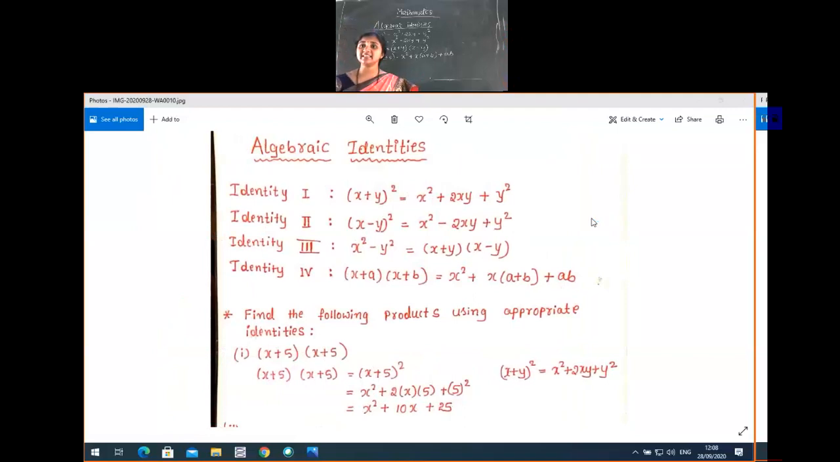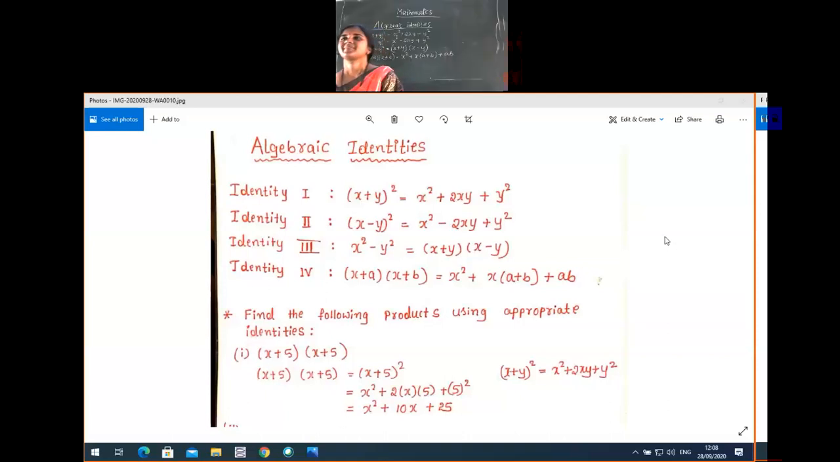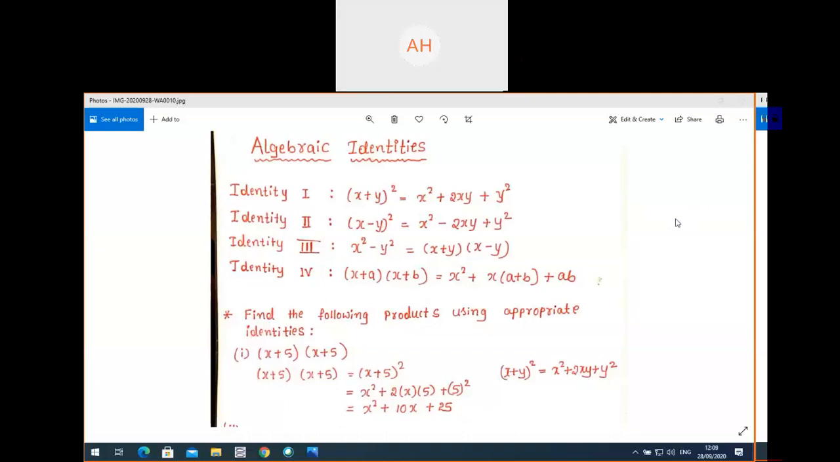Aditi? Aditi? Aditi? No. Shri Krishna? Shri Krishna? Yes, Mataji. Shri Krishna, which identity we can apply for that 105 into 106? Identity 4. Identity 4. Why identity 4? Why identity 4? Abhiram? Yes, why identity 4, Abhiram?